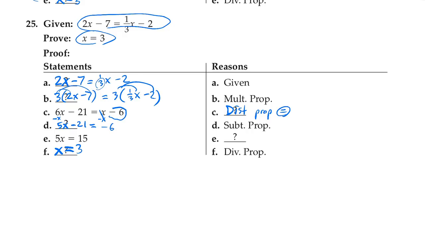Again, that negative stays with the 6, right? Just remembering your algebra. And then after that, they went just to 5x. So I'm guessing they added the 21 to both sides. So that would be the additive property of equality, and then they divided by 5 on both sides and check. They got to where we wanted to be.